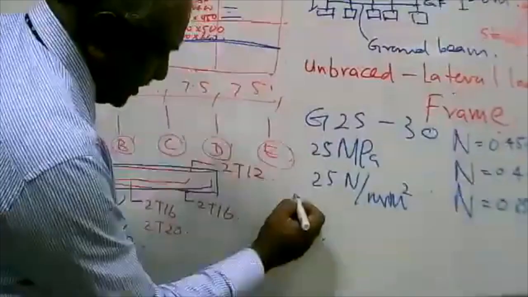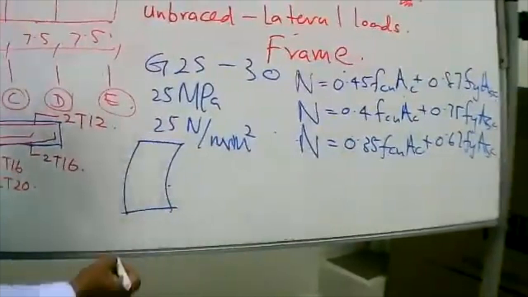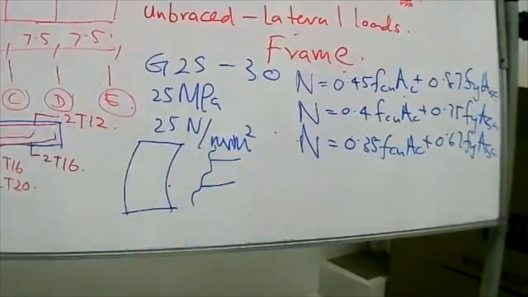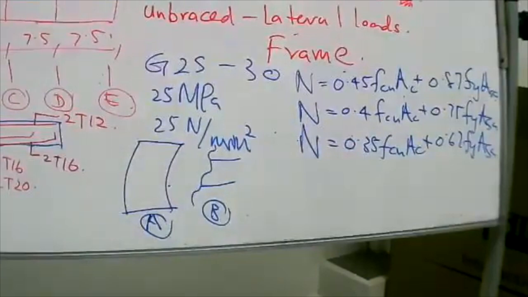It is going to behave like this, or it can go into a behavior like this. So what is the most likely deformation of the frame? First one, A or B. The most likely deformation of the column is B, because there can be relative movement between the bottom of the column and top of the column due to the windows. So because of that, we have to consider it's unbraced.